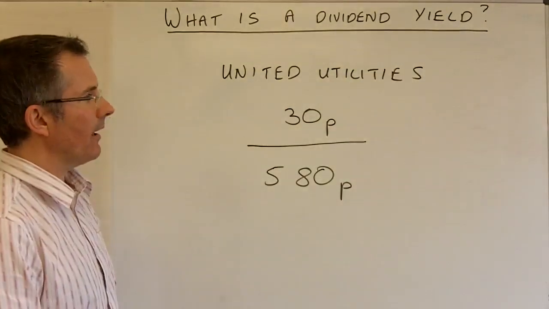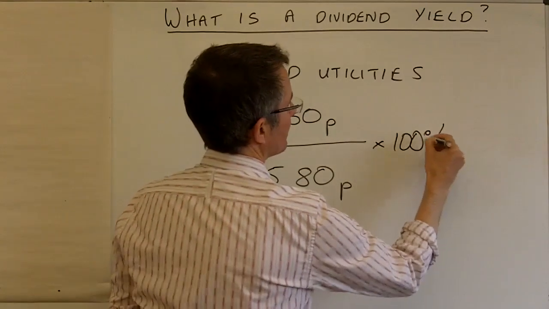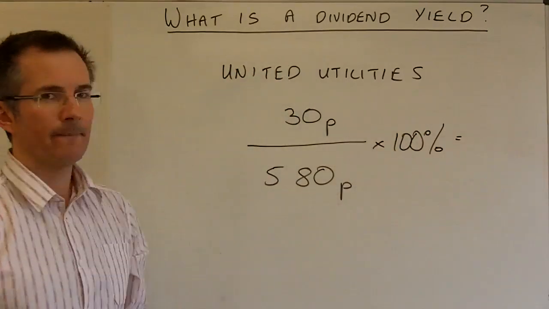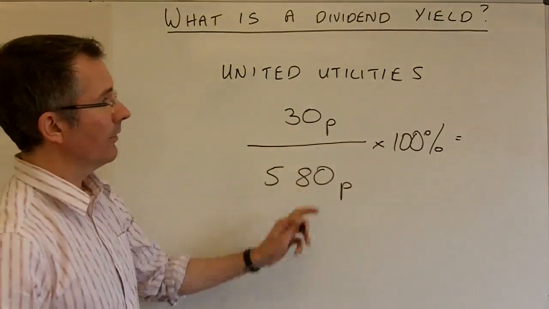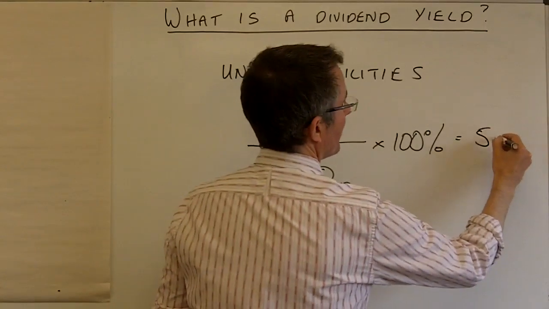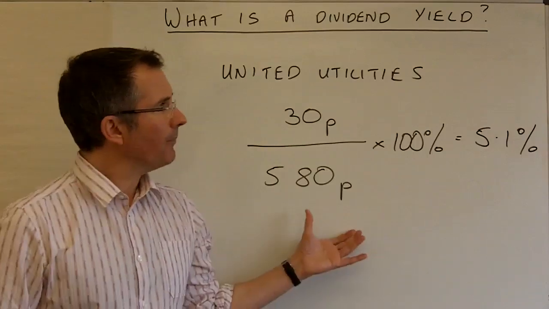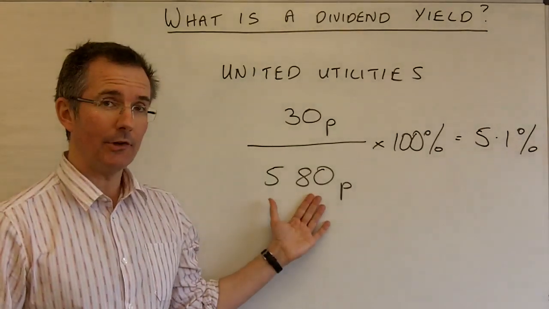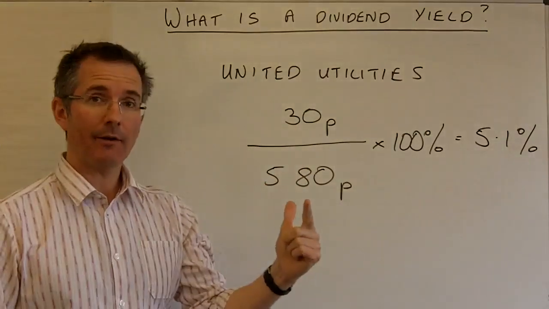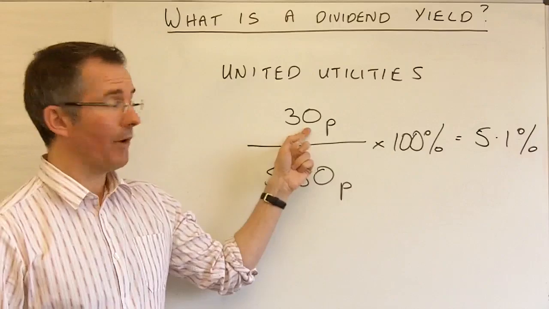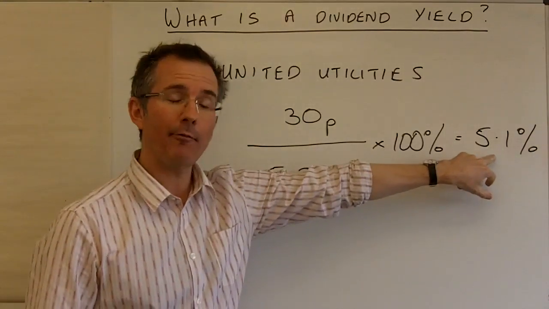So how do I make this into a percentage? The answer is I just multiply by 100% at the end. And if I crunch the numbers correctly, that gives a yield of around 5.1%. Okay, so if I pay £5.80 for United Utilities shares, they pay me a dividend. This is the interim and final dividend combined of 30p on every share I own. As a percentage, that's a 5.1% return.